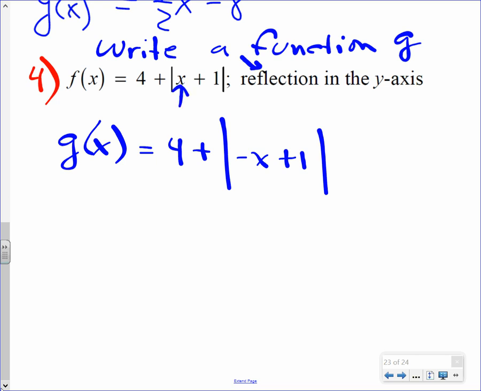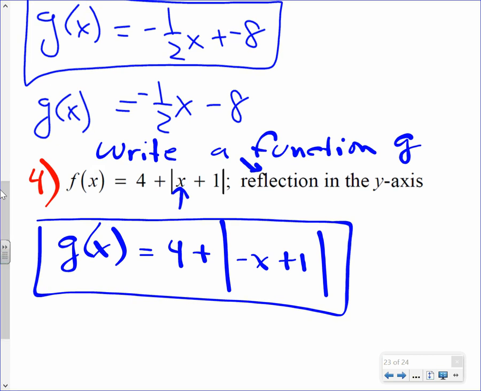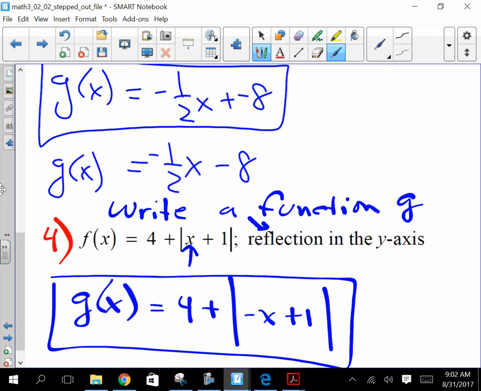Where are the inputs here? The inputs are right here. X is always your inputs. So all I did is took that input and multiplied by -1, and we're done. Here's g of x. Well, the absolute value, they're not parentheses, so they're just absolute value of -x plus 1. All right. Let me graph both of these really quick so you can see how it reflected over the y-axis, just by doing that one little negative on the input, and we're done.